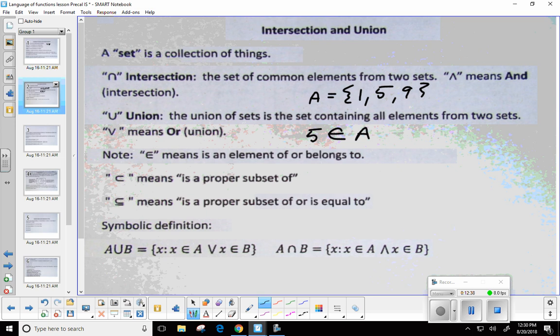Now, these sideways U's are what we call a proper subset of. You'll see a better example of one in just a second. If it has the bar below it, that's the same as equality, so it's a proper subset or is equal to. So can anybody describe to me what a subset is in your own words?